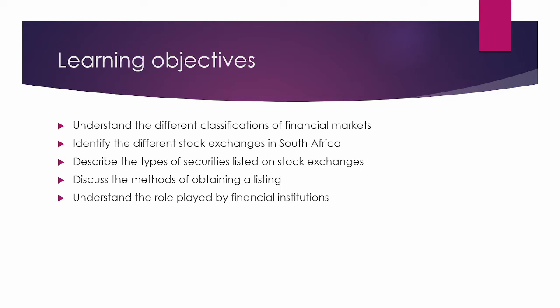Let's look at our learning objectives for this video. First, we need to understand the different classifications of financial markets. Next, we will identify the different stock exchanges in South Africa and what roles they play in the economy. We will then describe some of the main instruments that you can expect to find on a stock exchange before discussing the methods of obtaining a listing. We will end off by briefly understanding the role played by financial institutions.